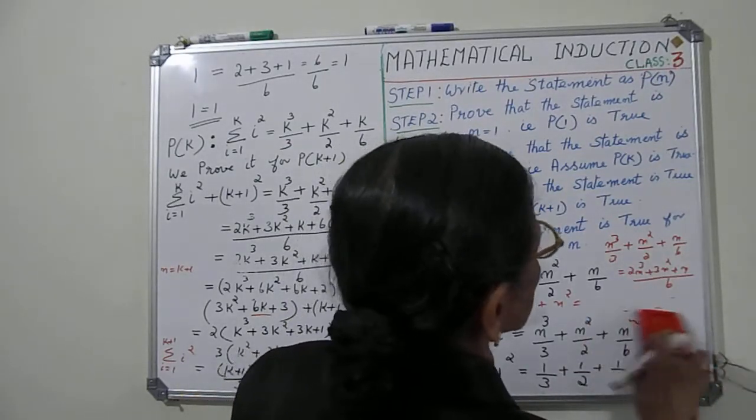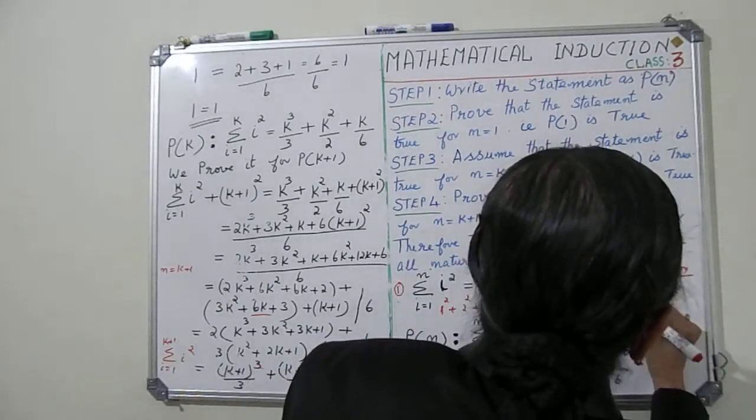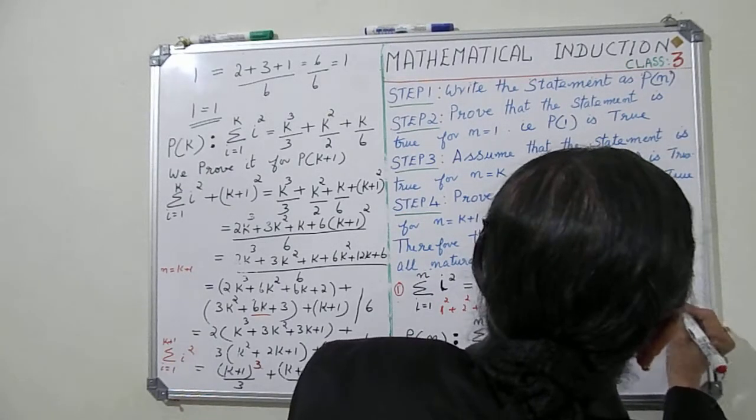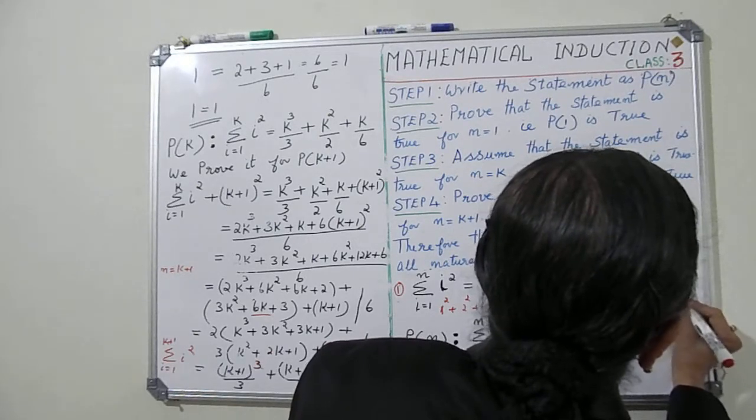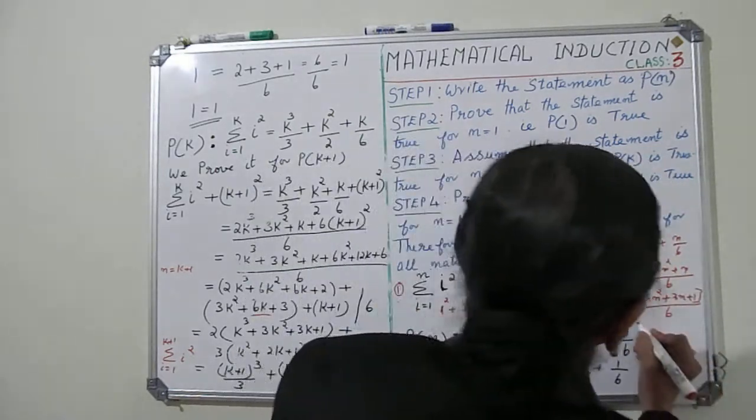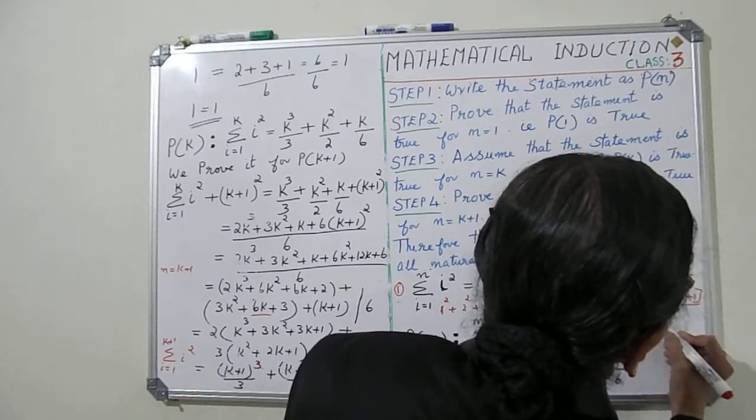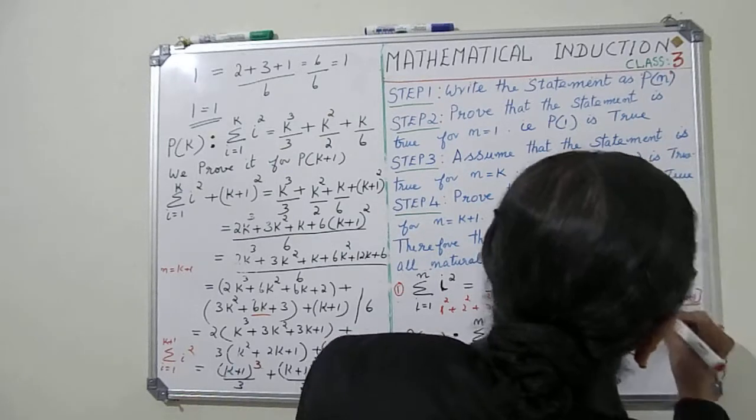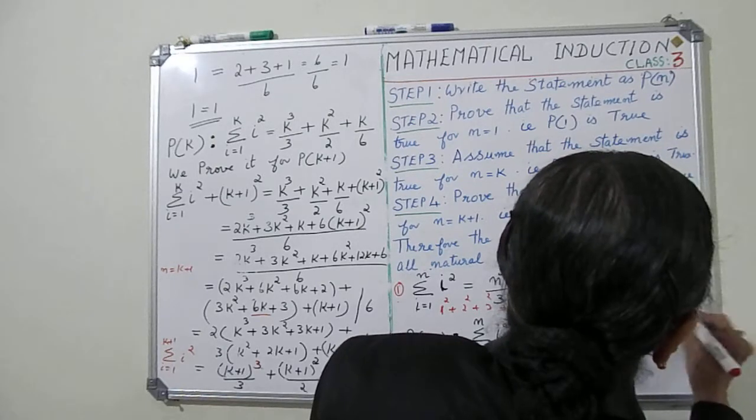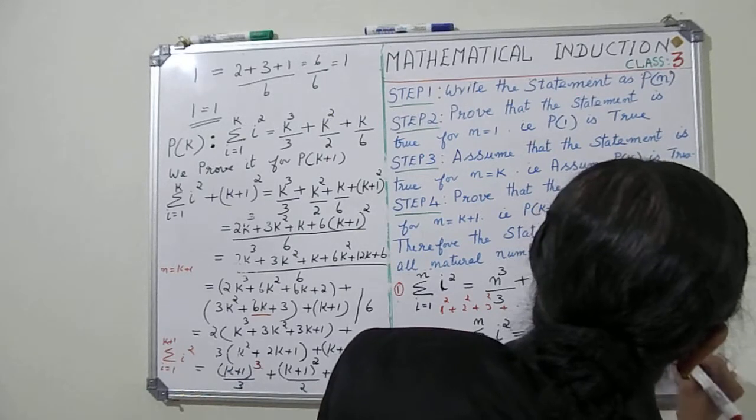Which is the common factor? Common factor is n. You can take n outside. N into 2n square plus 3n plus 1 upon 6. How can we simplify this? N into, 2n square plus 3n plus 1 can be factored in the form n plus 1 into 2n plus 1, the whole divided by 6.